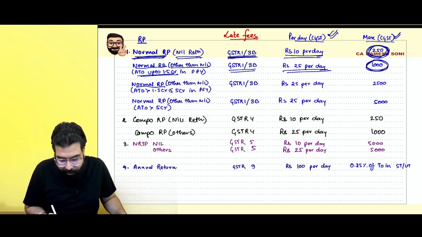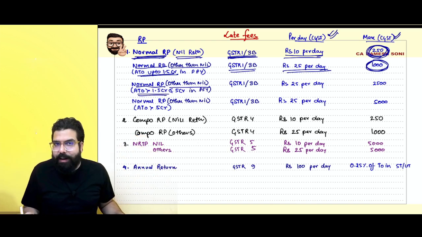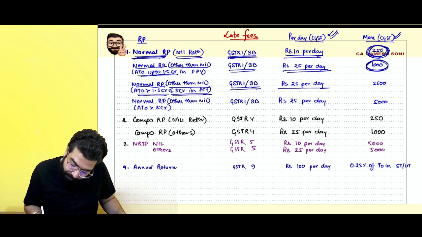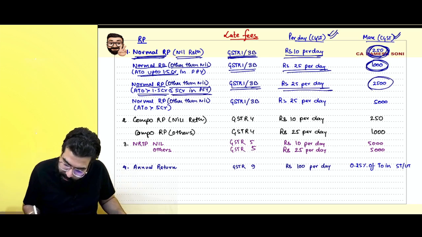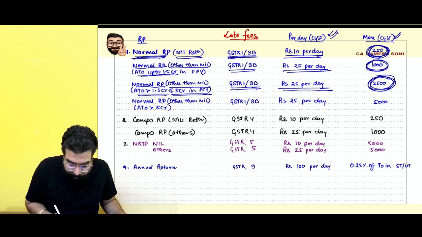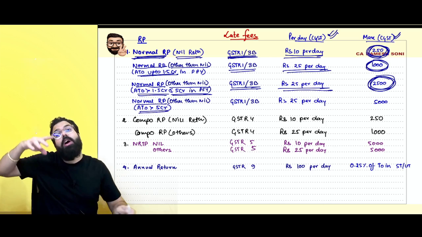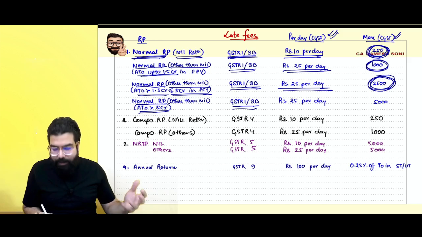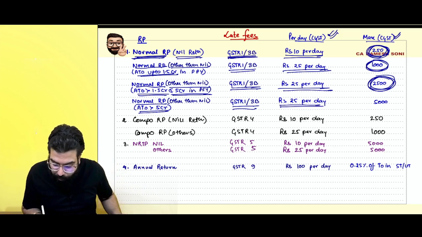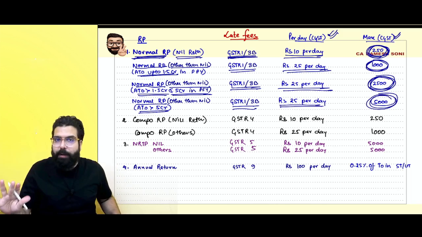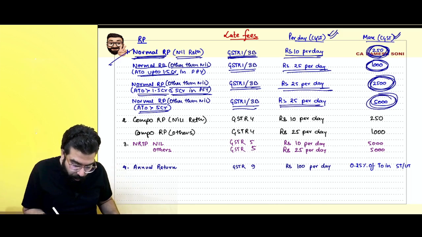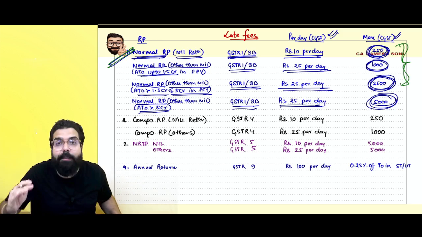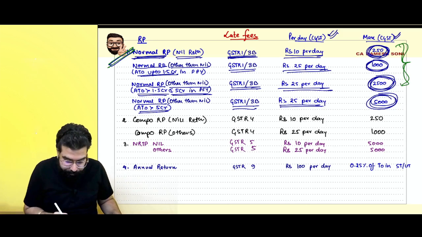If you are a registered person other than nil return, aggregate turnover greater than 1.5 crore, up to 5 crore, GSTR1, GSTR3B, 25 rupees because it is not nil return, maximum will be 2500. If you are a normal registered person whose last year turnover was greater than 5 crore, big person, government is telling GSTR1 or GSTR3B when you are filing 25 rupees per day, but maximum will be 5000 rupees. Done, sir. So this was the one change which has come. Okay, sir, we will be very careful. These three places maximum late fee has been reduced.